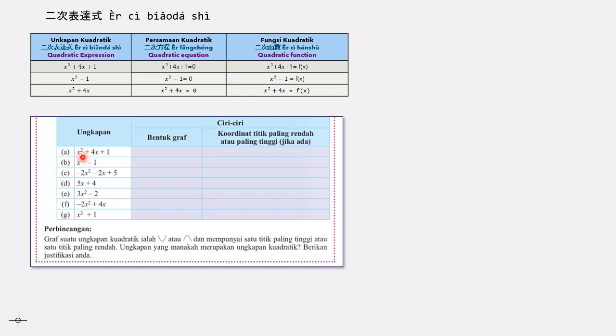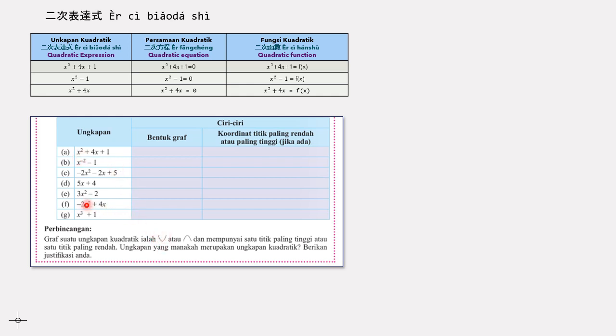So if let's say, for example, you look at this ungkapan here or this expression here, the constant in front of the x squared is a 1, or a positive 1. What I mean is a positive 1. So if it is a positive 1, then the shape of the graph, bentuk graph, okay, you will have to refer to a smiley face. If it is positive in front of the x square, it's always a smiley face.